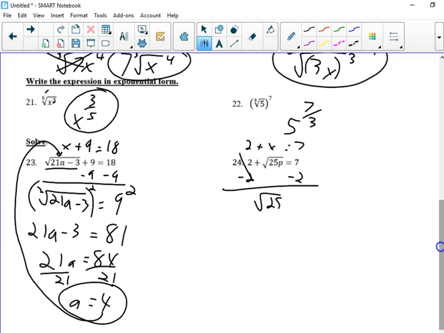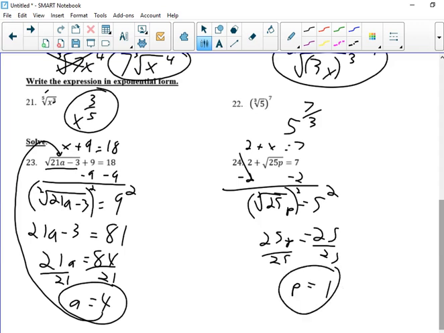The square root of 25p equals 5. Square both sides. This is the square root. That gives me 25p equals 25. Divide by 25, and I get p equals 1. Which, again, I can plug back in here. 1 times 25, square root is 5, plus 2 is 7. I am good to go.